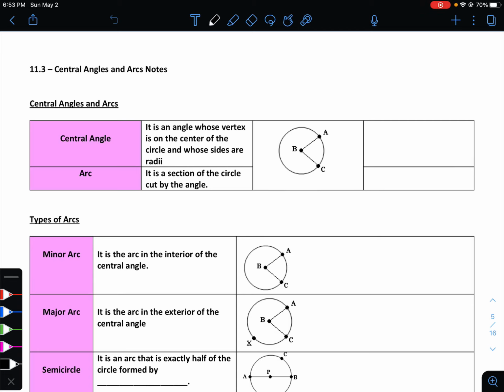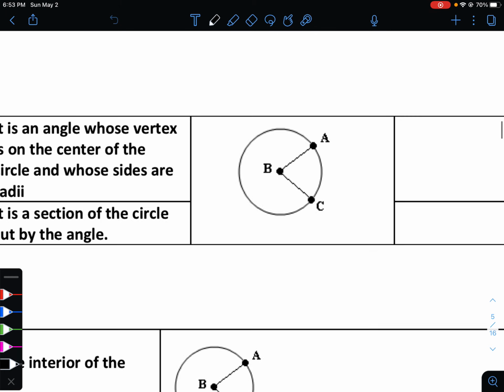All right, guys. So here in section 11.3, we're going to be talking all about what are called central angles as well as arcs. So let's go ahead and jump straight into things. Let's talk about the definition for both of those two terms. Starting with central angle. So a central angle is an angle whose vertex is on the center of the circle and whose sides then are radii.